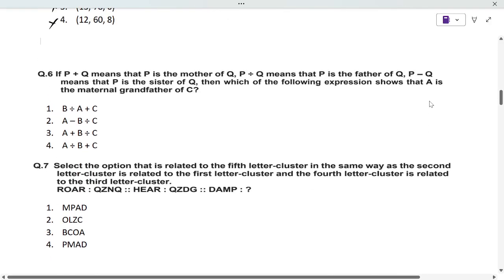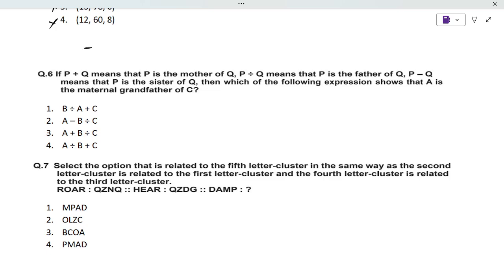Here we have from blood relation. Alright, this might be a bit new for you guys, but this is called coding blood relation. Alright. So here this plus means mother. This division means father. And this subtraction means sister.